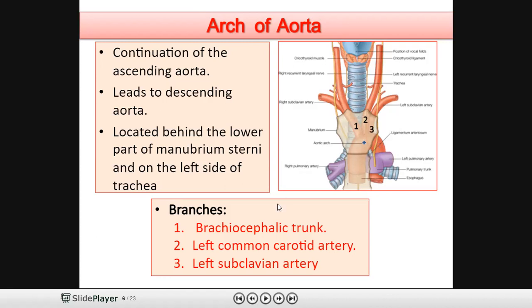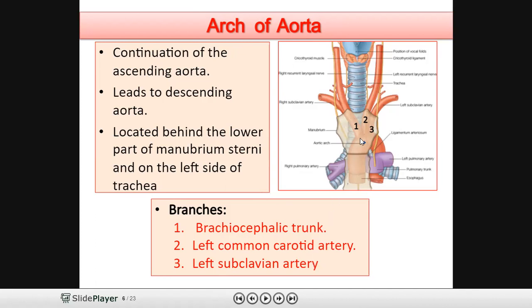Okay, good. Now, what are the branches of this aortic arch? We already mentioned them in the previous lecture. We said we have the brachiocephalic trunk, and then we have the left common carotid artery and the left subclavian artery.